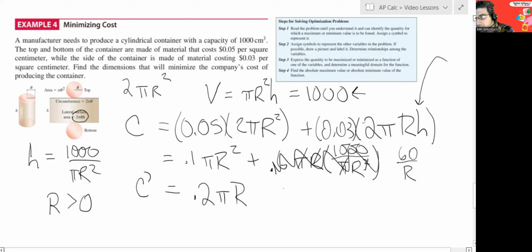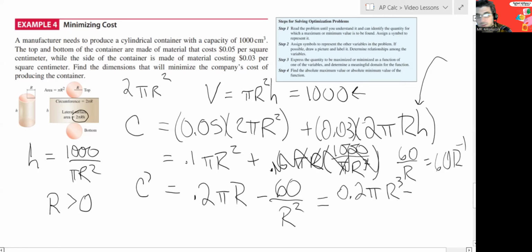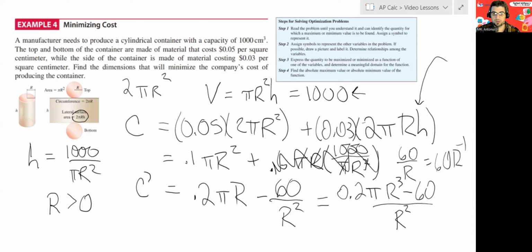All right, so the derivative, if you think of 60 over r, it's 60 r to the negative 1. The derivative is going to be negative 1 times 60 times r to the negative 2, or negative 60 over r squared. Now I can get a common denominator and subtract those and rewrite this as 0.2 pi r cubed minus 60 over r squared. That sometimes helps to find critical numbers.